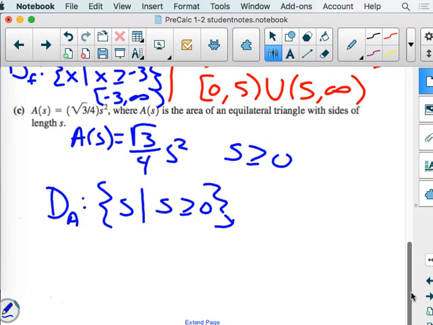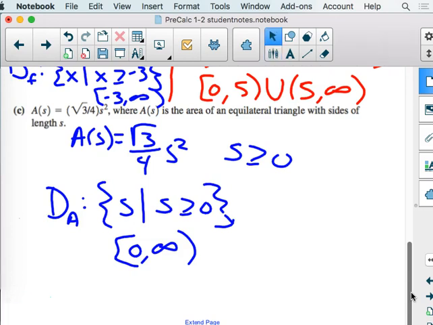If we didn't know what this formula was for, then we'd go down. And then for this one, we would just do interval notation of 0 and on for an infinite length of the side. There it is.